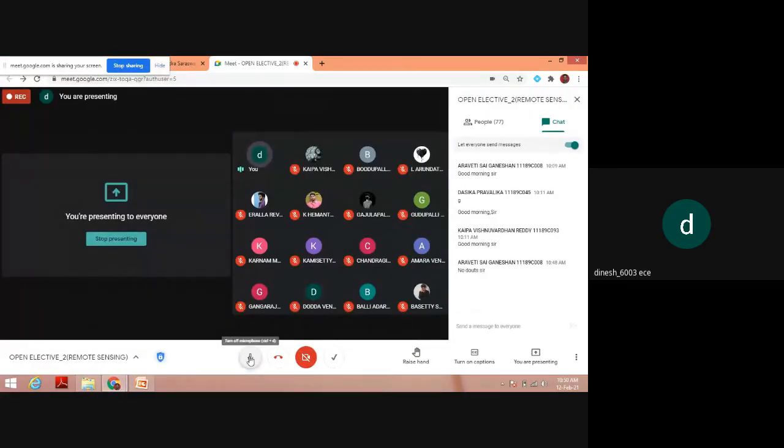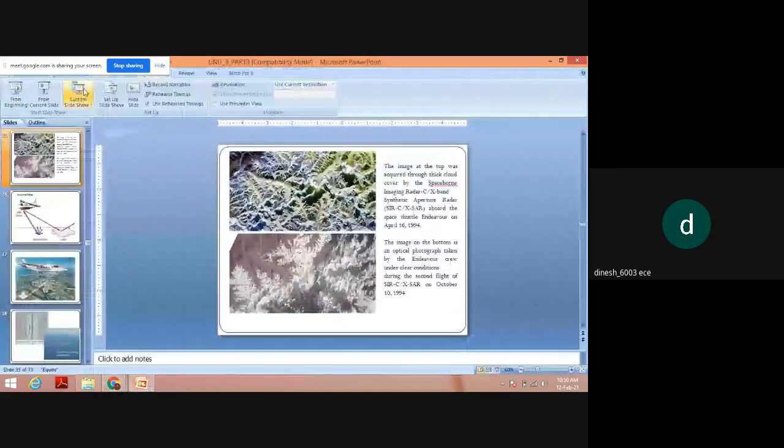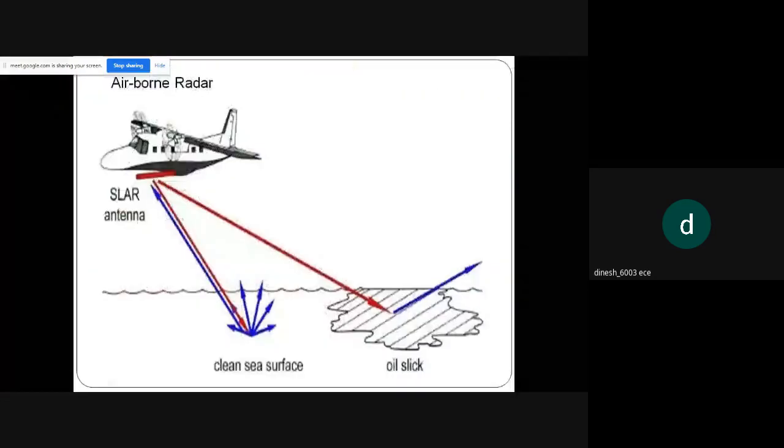Okay, since there are no doubts or queries, I proceed on to the next slide. So this is an example of an airborne radar.